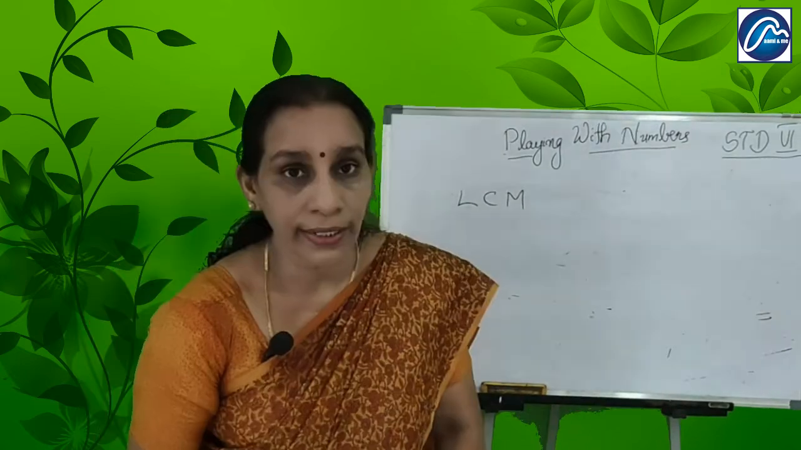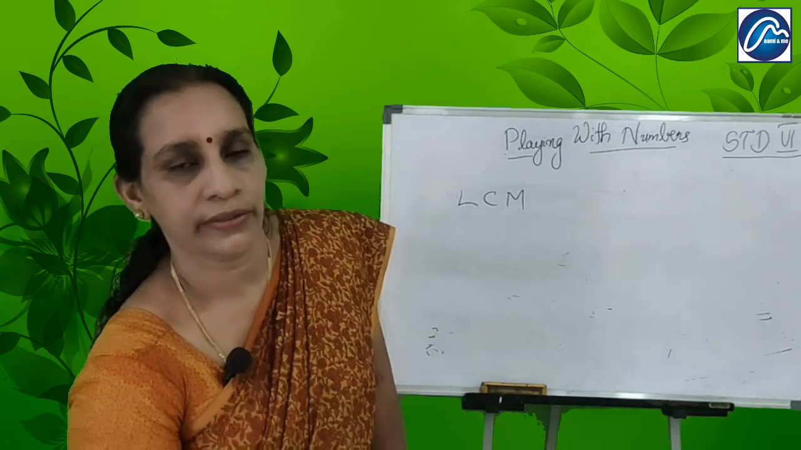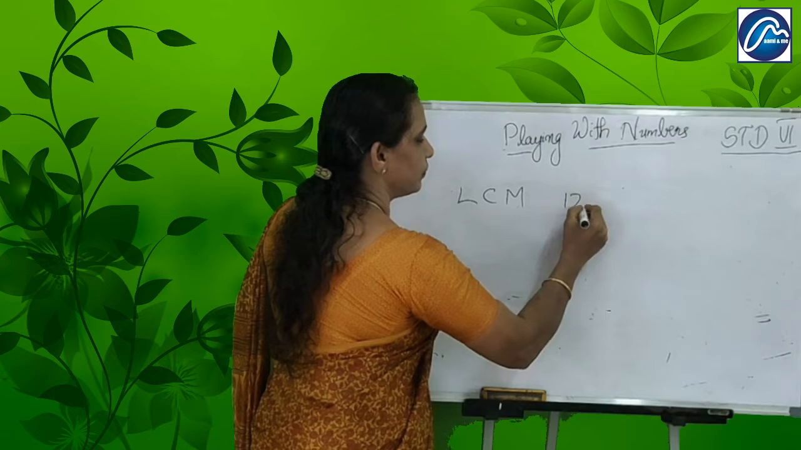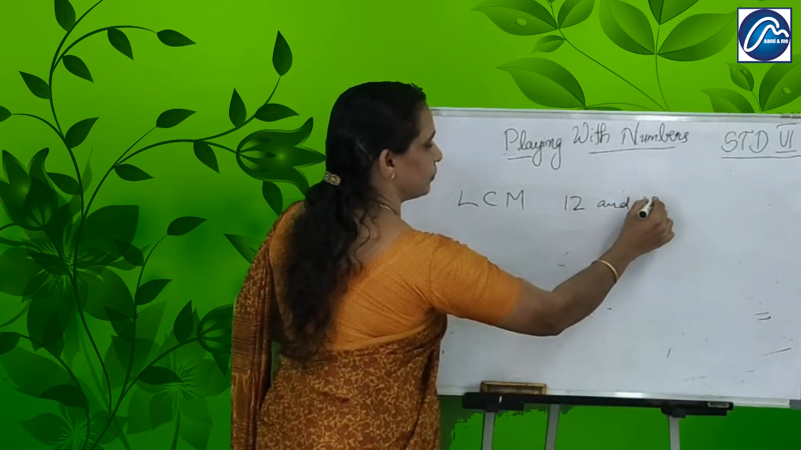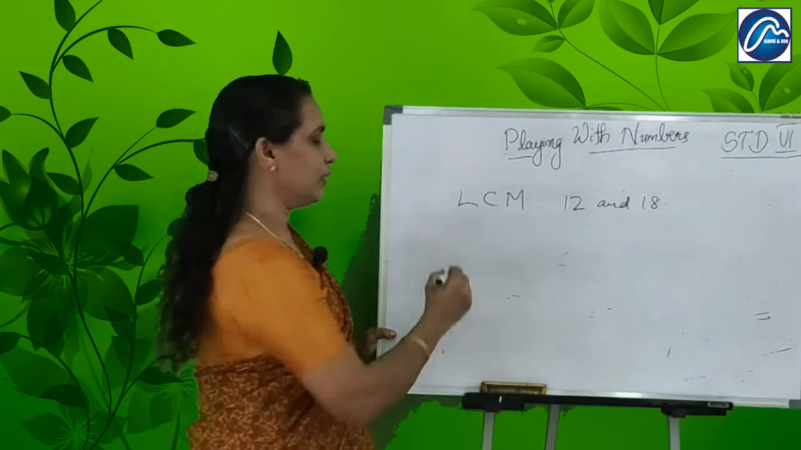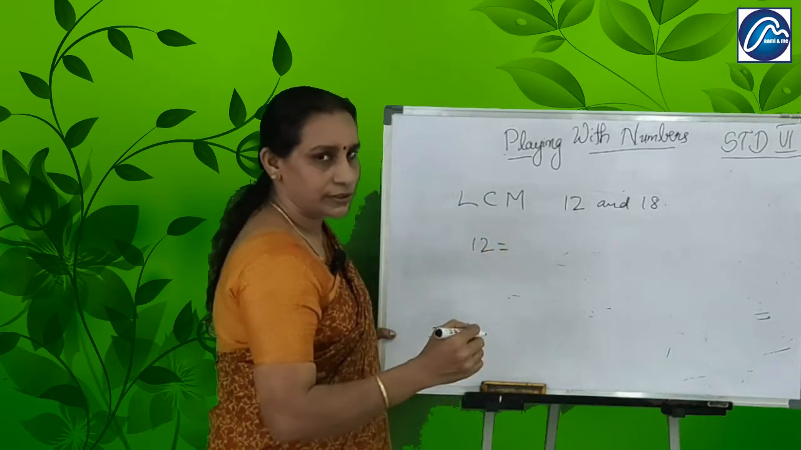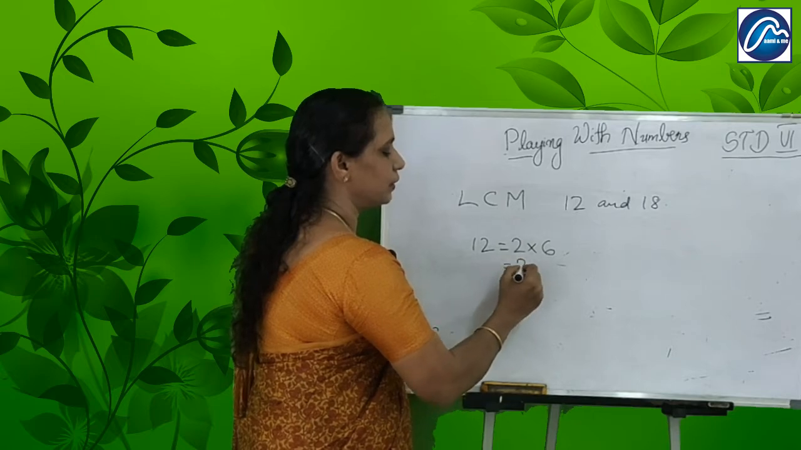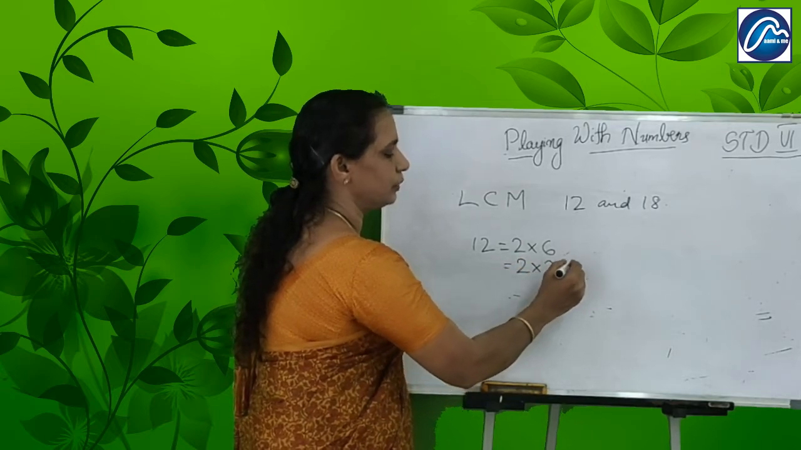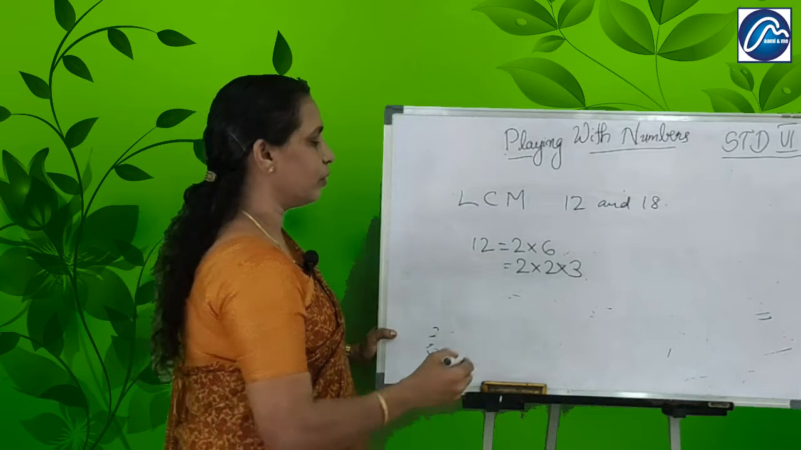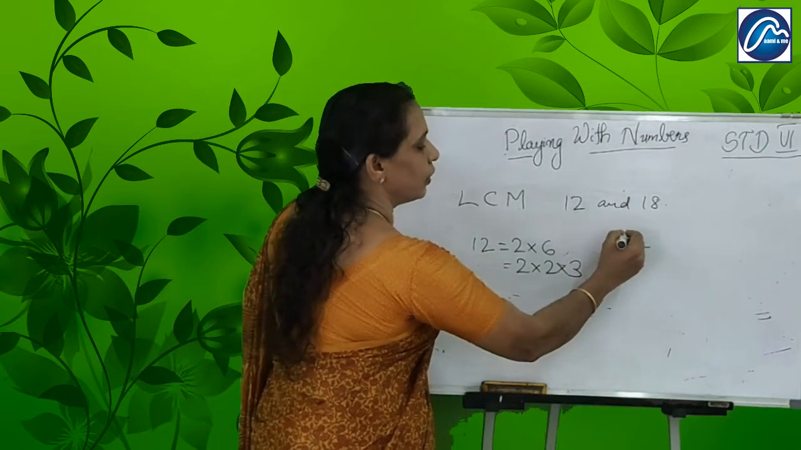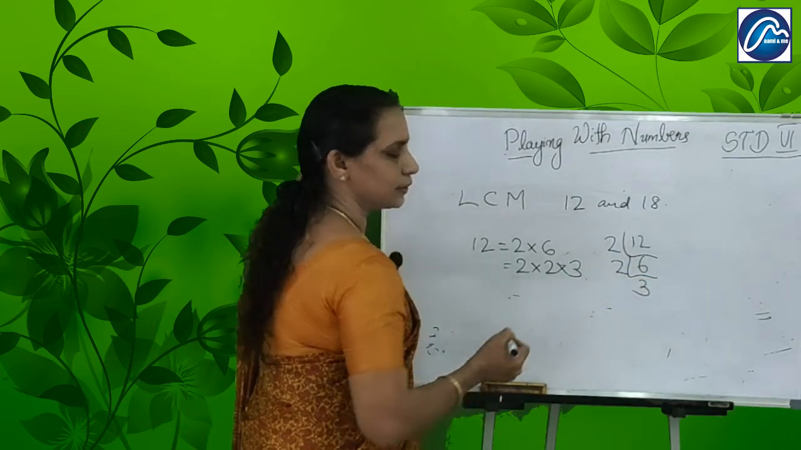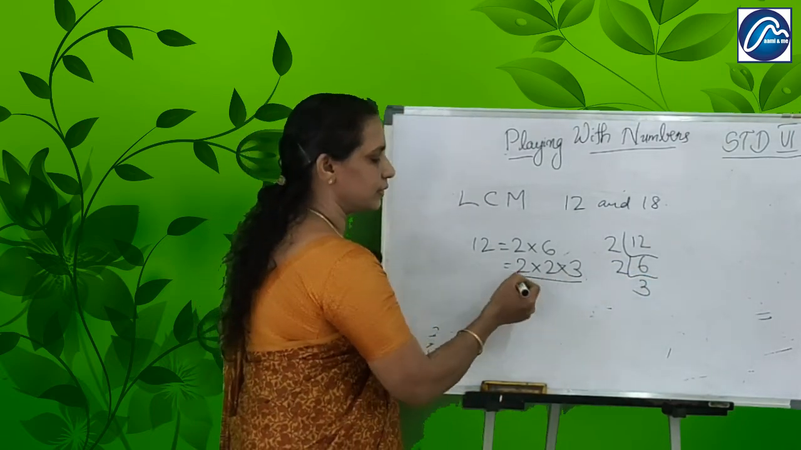LCM of 12 and 18. As we have done, write the factors of 12. 2 into 6. That means 2 into 2 into 3. This is prime factorization. Or you can do it like this: 12, 6 2s are 12, 3 2s are 6. Like this also you can write. This is 2 into 2 into 3.